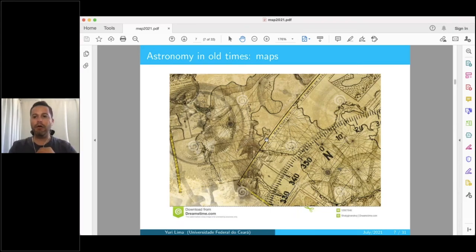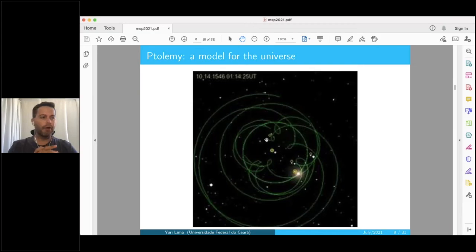Okay, so we are now going to discuss some of these models. The first one that I want to discuss is, I don't know if it's the first model that was made for the universe, but I think it's one of the first more important ones. It's the model that was made by Ptolemy. Ptolemy, I think he was a Greek philosopher, mathematician, and many other things.